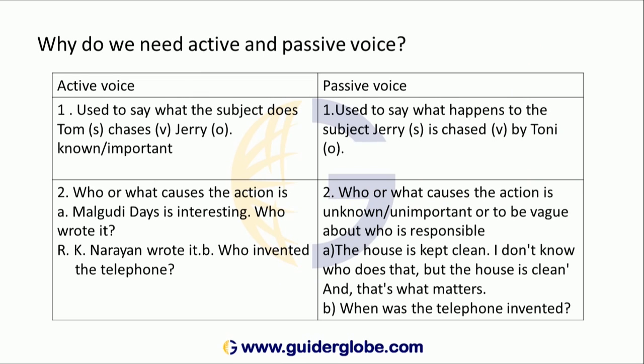Why do we need active and passive voice? Active voice is used to say what the subject does. Tom chases Jerry. Passive voice is used to say what happens to the subject, Jerry. He is chased by Tom.